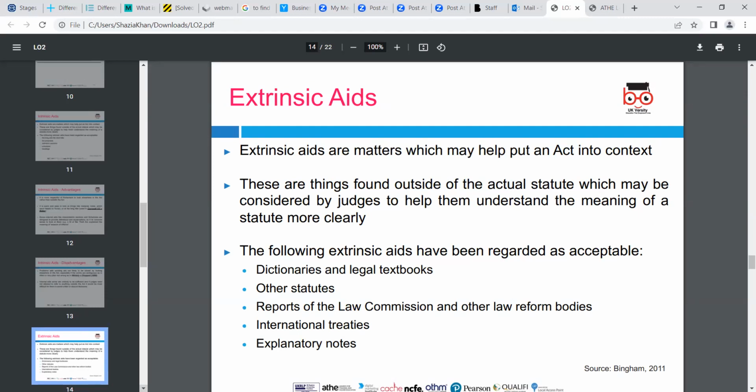So dictionaries and legal textbooks. Other statutes, reports of the Law Commission and other law reform bodies, international treaties, explanatory notes. Other things could be things like textbooks, as we mentioned earlier, academic writings, case law from other jurisdictions, and Hansard as well is really important in extrinsic aids.